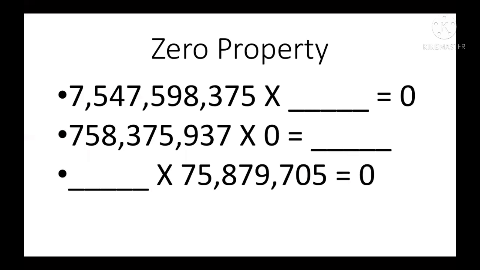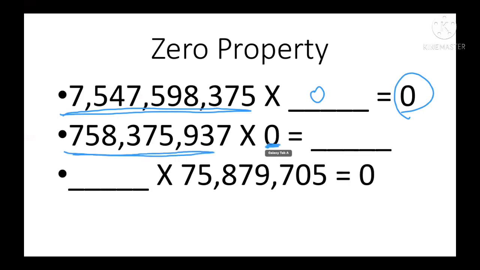Your time is up. Okay. So what do you think is the answer on each blank? Any number multiplied by blank is always 0. 0, correct. Any number multiplied by 0 is always 0. Any number multiplied by blank is always 0. 0. Okay, easy. So that is the fourth one, zero property.